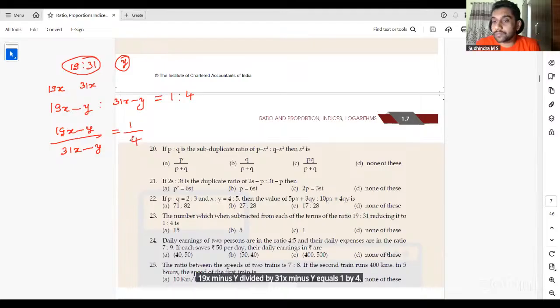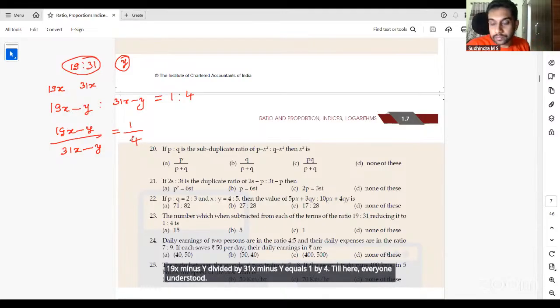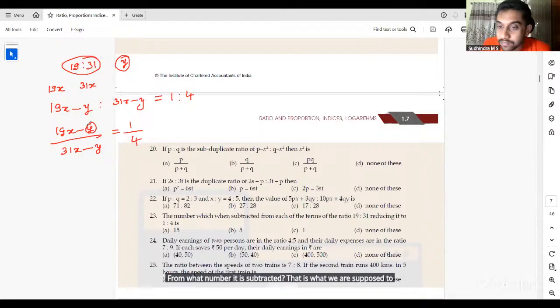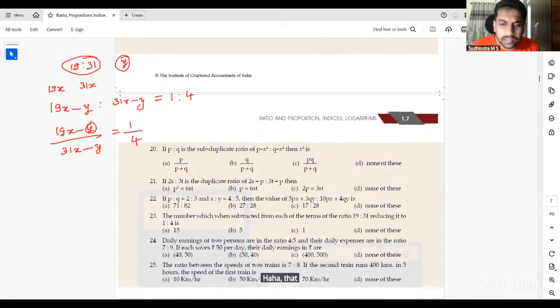Till here everyone understood? Apart from this, plain simplification. But the question was from what number it was subtracted. That is what we are supposed to find, that y. So we can do it with just one variable, no need of y. That can also be done. Yes, in this particular question you would still get it, Kushal. That still works.